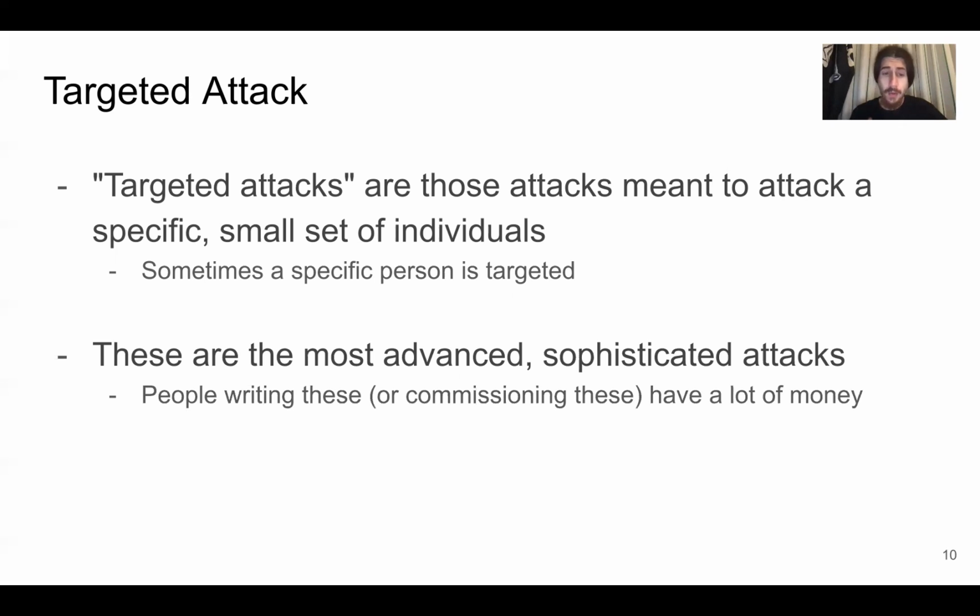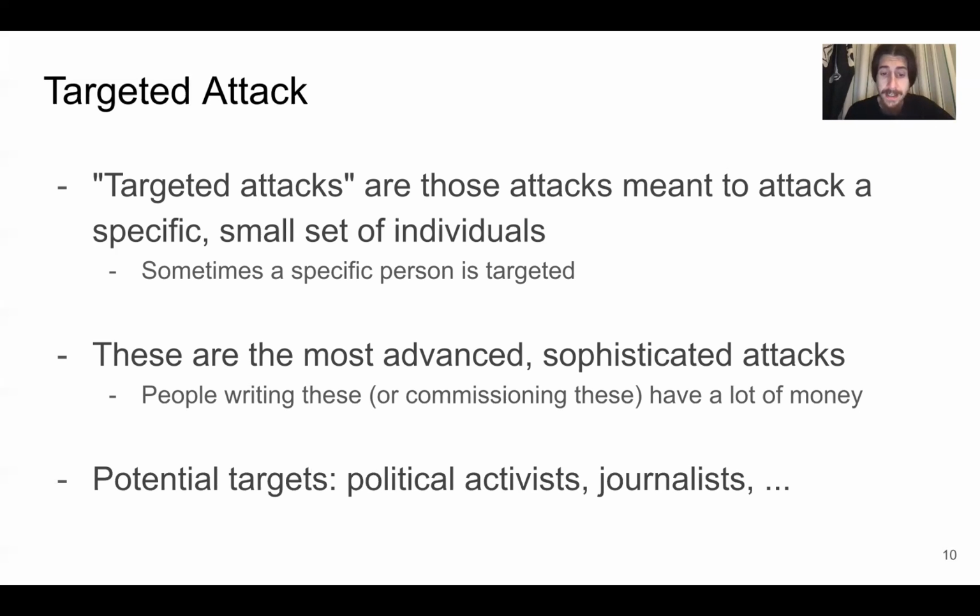And usually the other problem is that the commissioner, the person or the group of people that somehow pay for the development and for the launching of these attacks, usually have a lot of money. We're talking about governments, so-called state-sponsored attackers, and these guys can invest millions and millions of dollars to attack a specific politician, or an activist, and so forth. Okay. So we're talking about very, very well-resourced attackers. Again, the potential targets could be political activists, journalists, and so forth.